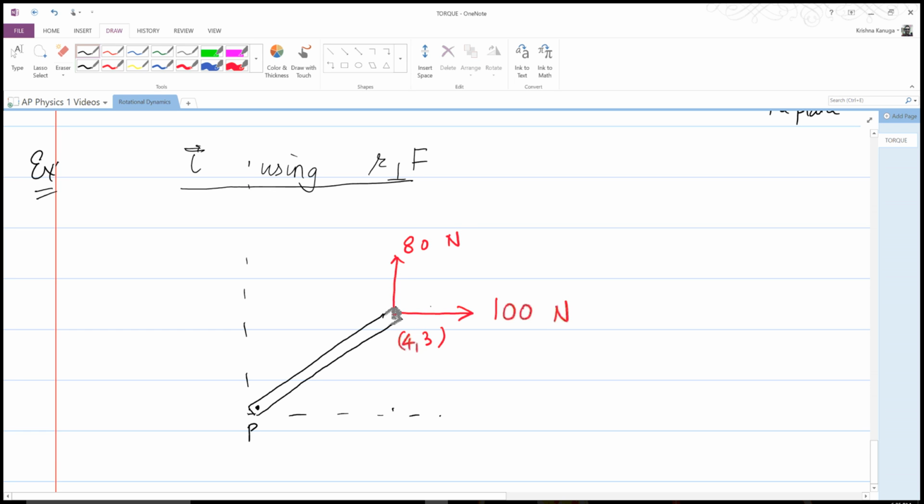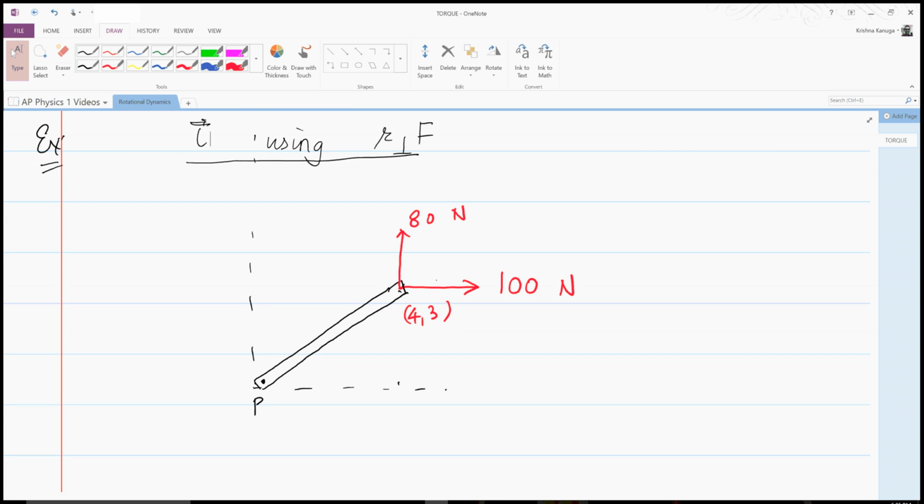Okay, so in this video, we are going to recalculate torque for the problem that we solved in the previous video, but we'll do it using the other formula that we had, which is R perpendicular times F. You'll see that with this definition, the problem becomes really easy to tackle. All you need to figure out is the perpendicular distance of the force from the pivot, and then everything is okay.